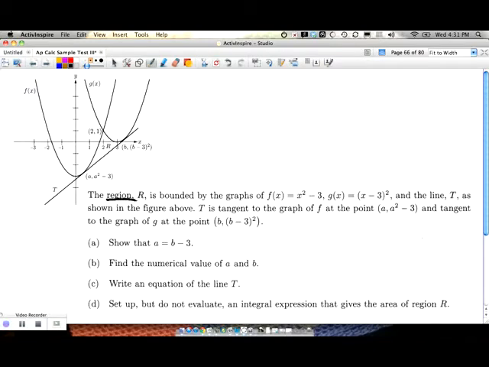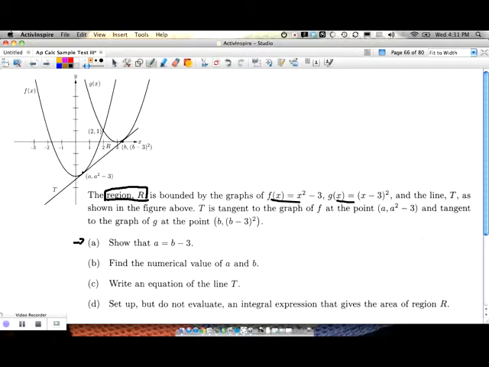This is interesting. I have to say that a lot, but it's because it's always interesting. It says the region R, so we're talking about area. It's bounded by some graphs, and we got these points on here. This picture is going to be our guide, our key for all these type of answers. And we got to do these 4 things. Show that A equals B minus 3.